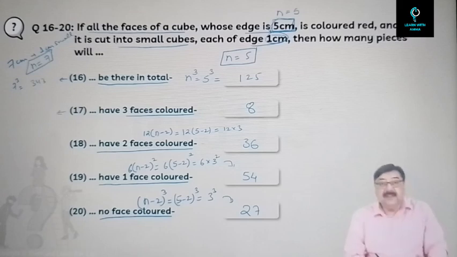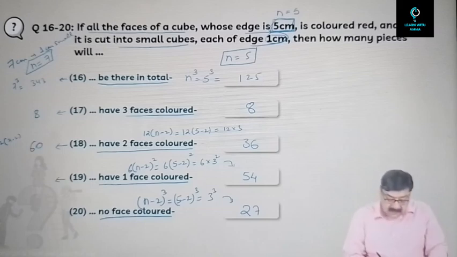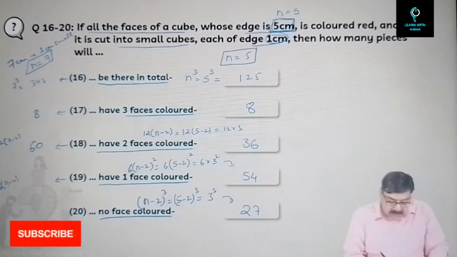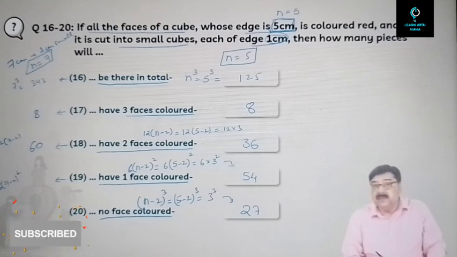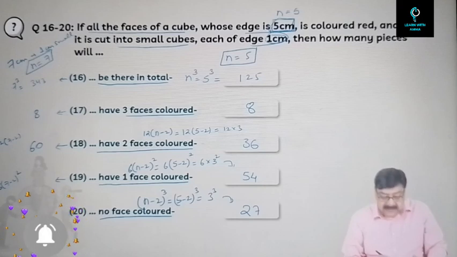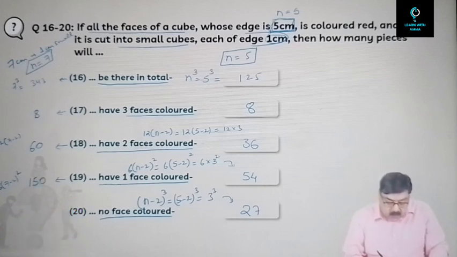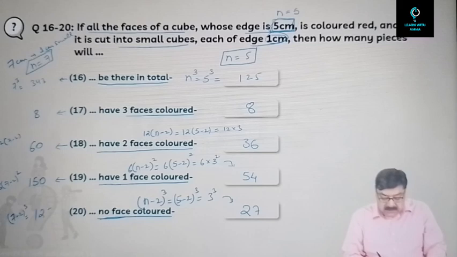So how many have 3 faces colored? Well, always 8. How many have 2 faces colored? That is 12 into 7 minus 2. 12 5s are 60. So how many have 1 face colored? Well, 6 into 7 minus 2 whole square. That is 6 into 5 square. 5 square is 25. 25 into 6. That is 150. And how many have no face colored? That is n minus 2 whole cube. That is 7 minus 2 whole cube, which is 5 cube. And that is 125. We don't need to draw a diagram.